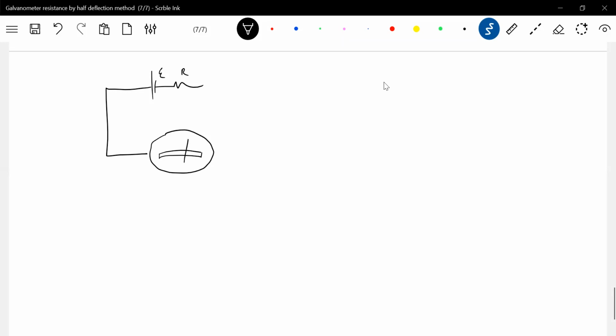I'm making things clear. Suppose the deflection is somewhere here, some theta, you can write it. There is a galvanometer having a resistance G. Here a current will flow, say some I naught, or I'll just write it as I. Then what I do is like this.